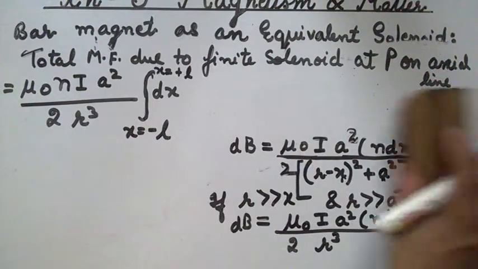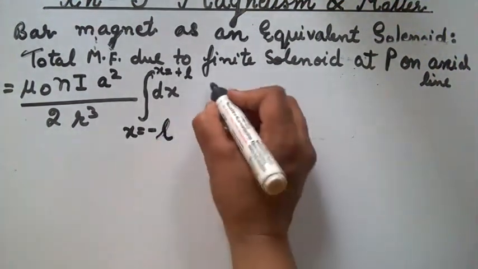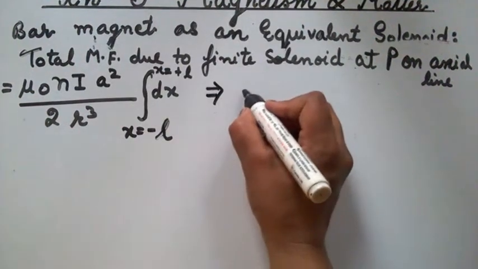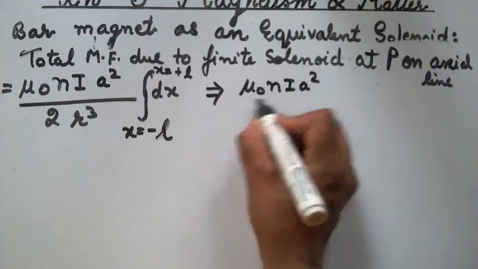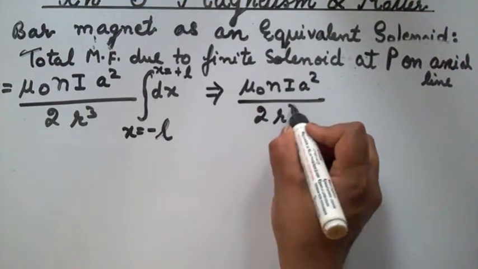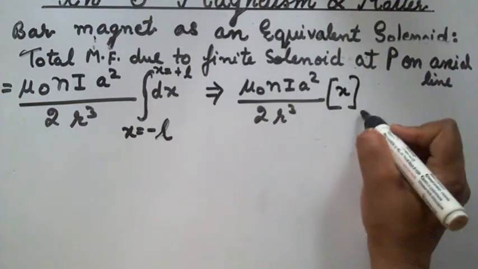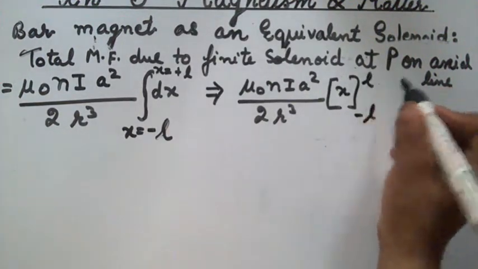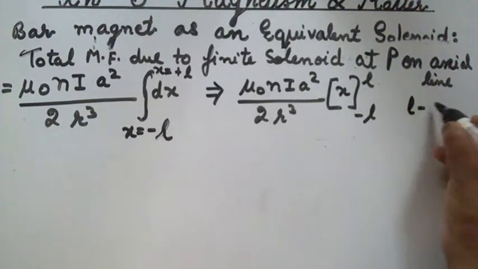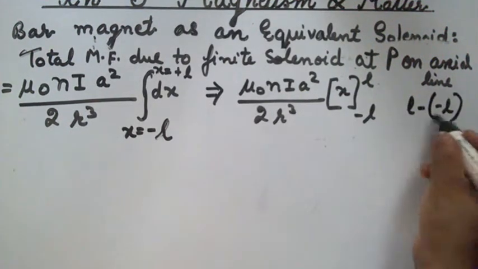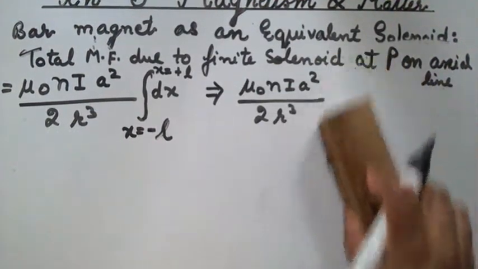This is equal to mu naught NIA square by 2r cube into x. Now when we will substitute the value, it is equal to L minus L, that is equal to 2L. Therefore, we can write directly as 2L here.